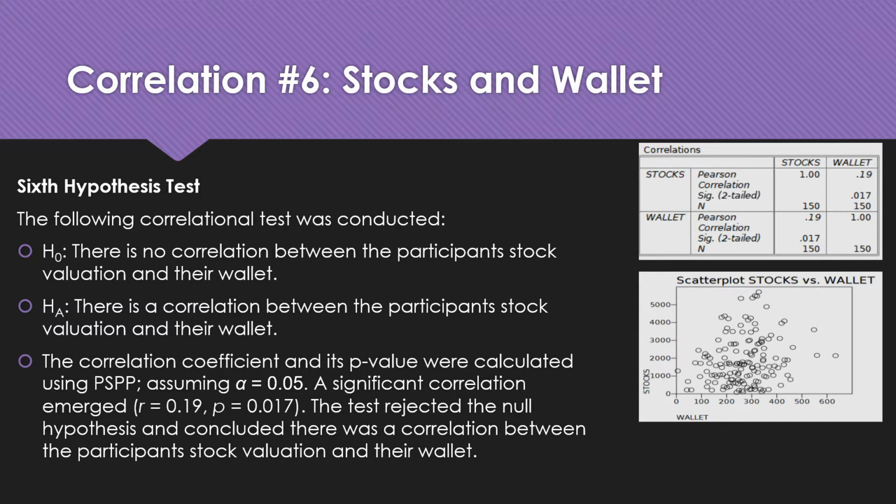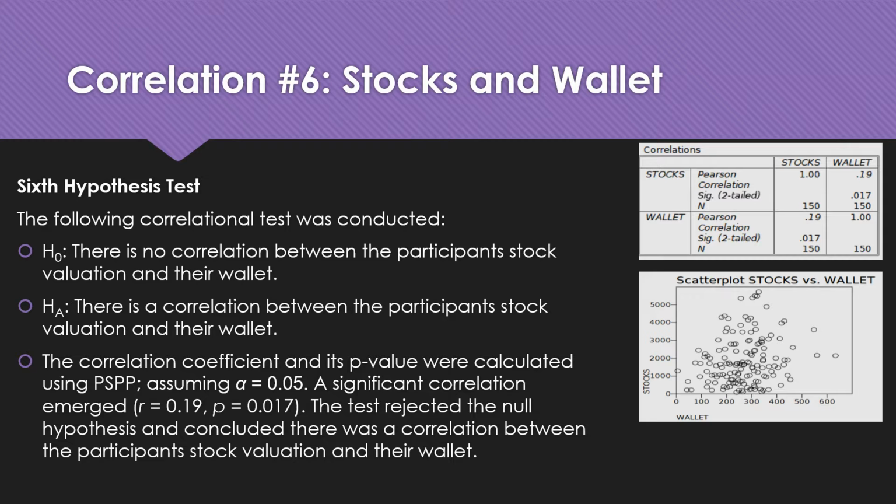The sixth hypothesis test is between stocks and wallets. The following correlational test was conducted. Null hypothesis: there is no correlation between the participant stock valuation and their wallet. The alternative hypothesis states there is a correlation between the participant stock valuation and their wallet.